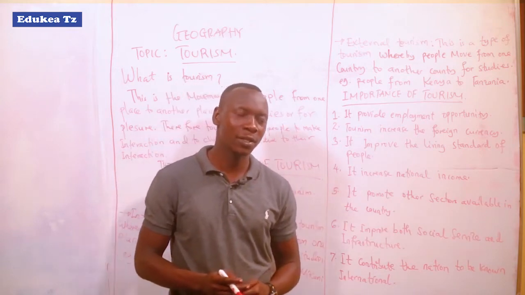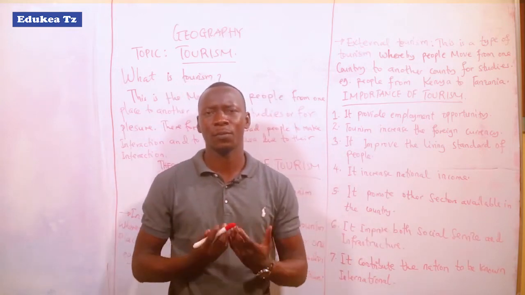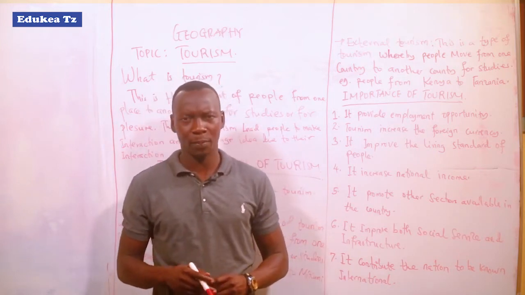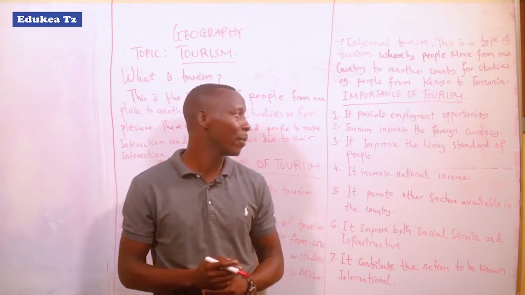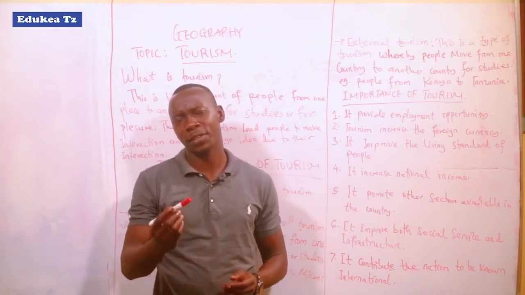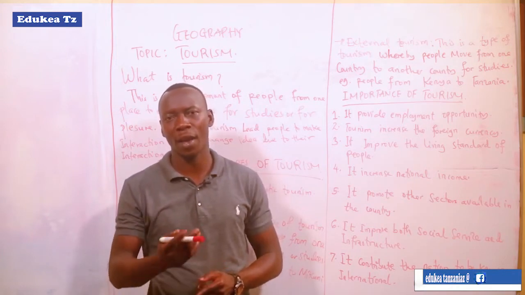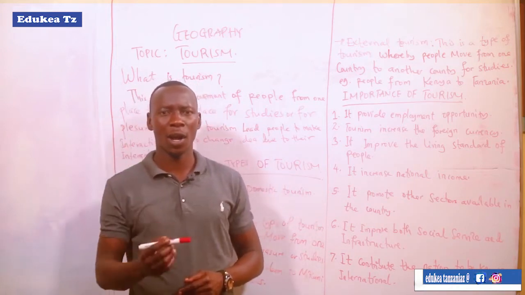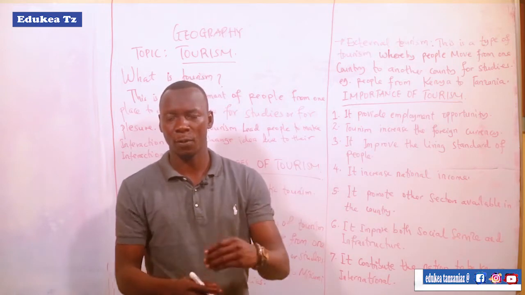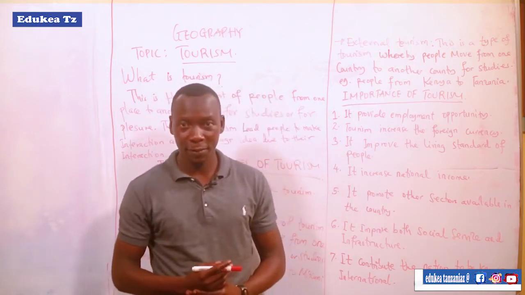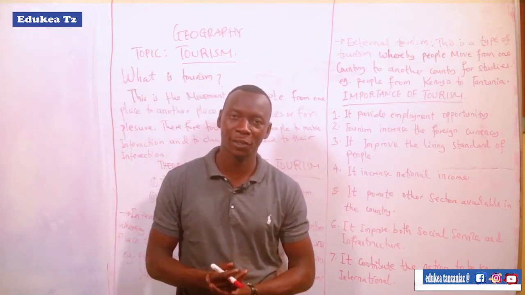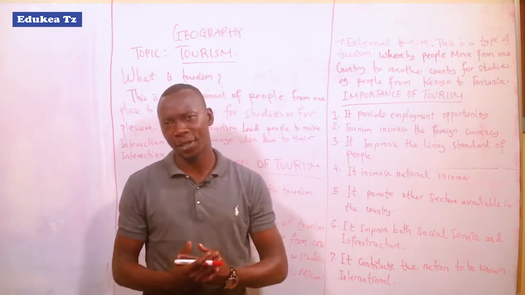This is true, my dear students, that tourism increases foreign currency through paying money. For example, people from Europe or Western countries, when they visit Africa or Tanzania, come with their own money, either dollars or euros. So when they come with that money, the country receives foreign currency, which contributes to the development of the country after being exchanged, and it increases the national income.